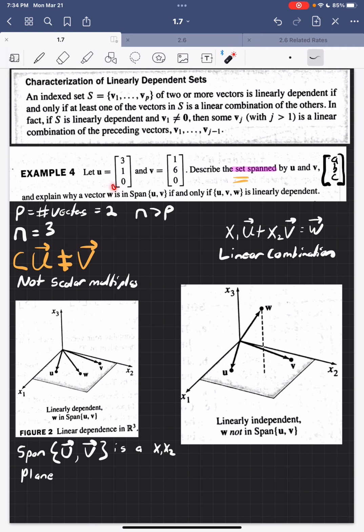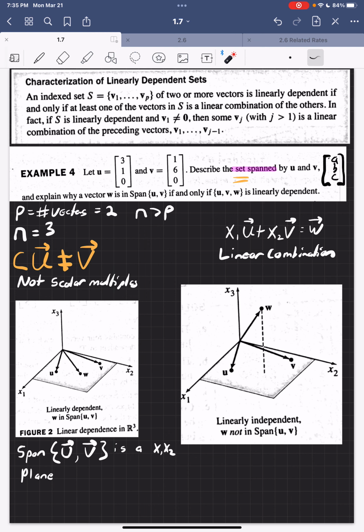Listen to my words. If vector W is in the span of U and V, that means you can use these two vectors to arrive at W. How about this? See this? Look at this graph. Come back to me. Do you see how you will never get to this point W by scaling and adding U and V? You can never get here, right? There's just no way for you to get to this point W. So in this picture, W is not in the span. In this picture, W is in the span. What's the difference? The difference is, in this picture, you can arrive at W through some linear combination. In this picture, you cannot arrive at W through some linear combination.